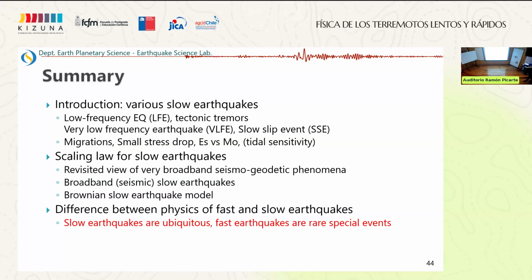Please. Thank you for your talk. I have a question. When we compare slow earthquakes in subduction zones, like you have done, with slow earthquakes in faults, let's say, for example, the San Andreas Fault or the North Anatolian Fault. I know that those kinds of earthquakes were not part of your talk, but I was wondering if they follow the same scaling laws and the same physics in general. Thank you.